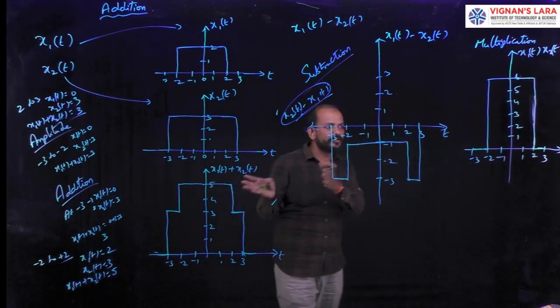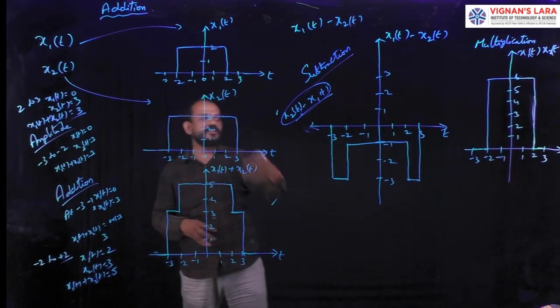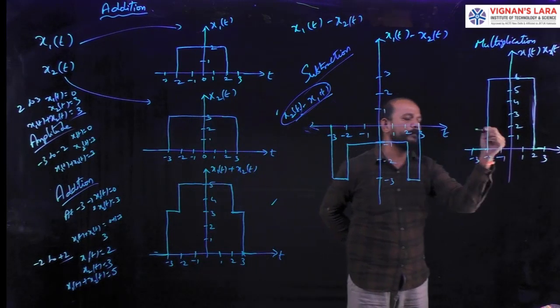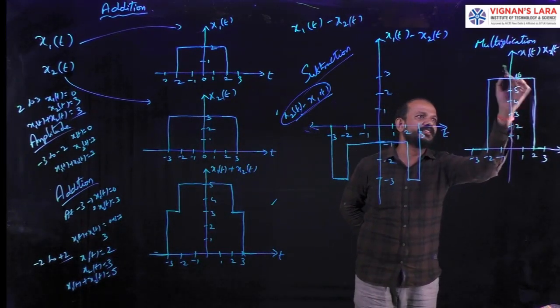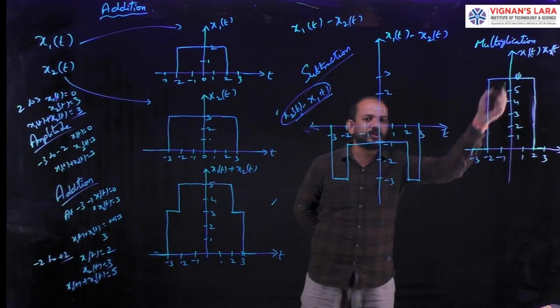So from minus 2 to plus 2, x1 of t is 2 and x2 of t is 3. 2 into 3, 6. So from minus 2 to plus 2, the value is 6. So this is the operation of multiplication on these two signals.